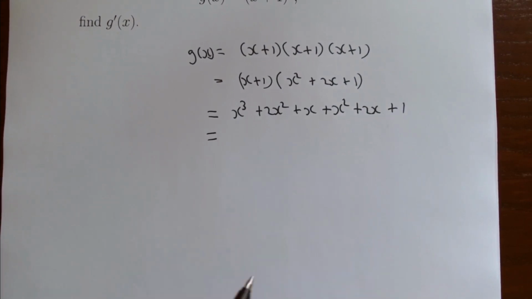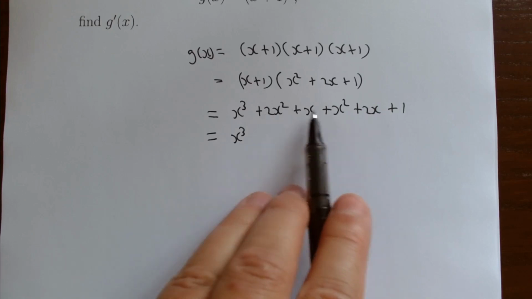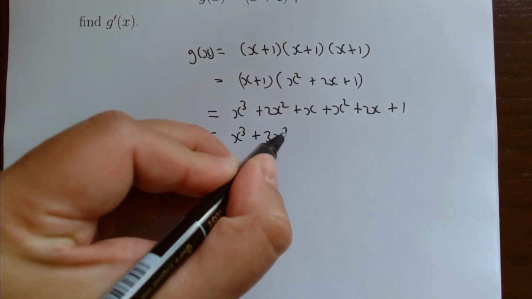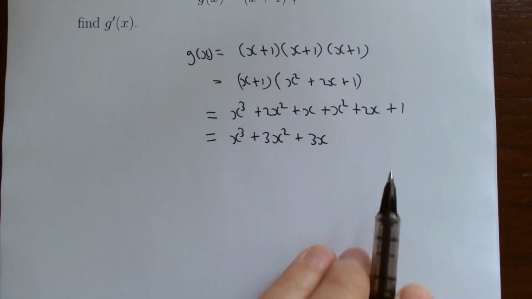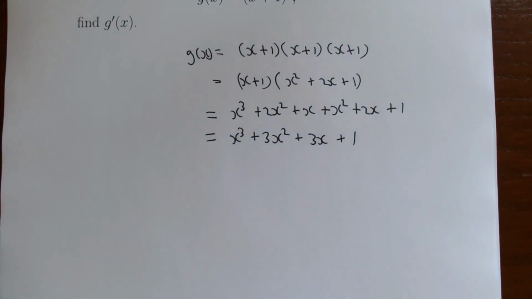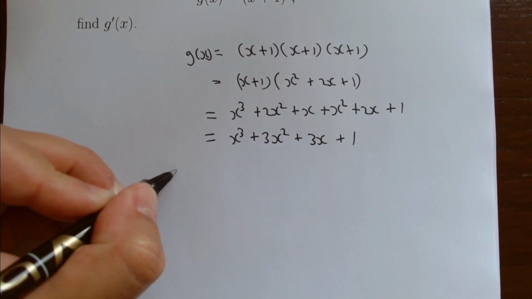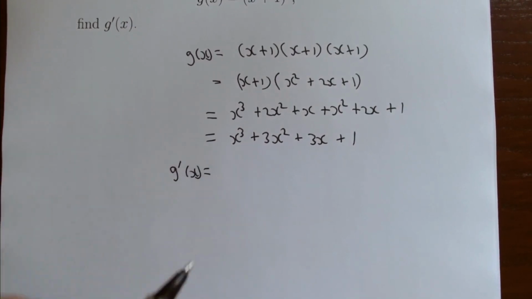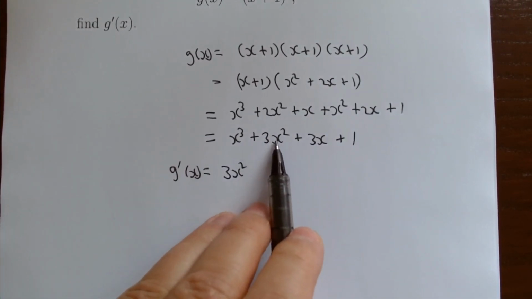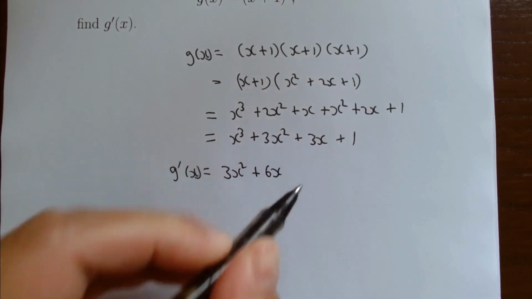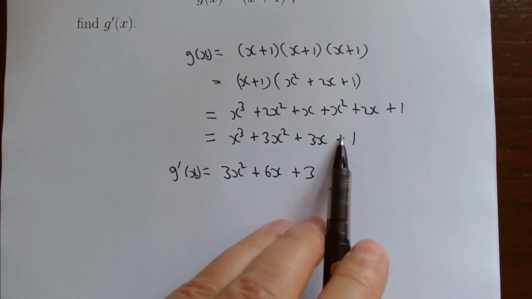And then we collect like terms. For x cubed, you have these two, that's 3x squared. And these two becomes 3x. And the plus 1 on its own. Okay, now that we've expanded it, we can now differentiate it term by term. g dash of x becomes 3x squared. That becomes 6x. That linear term becomes a 3. And that plus 1 becomes a 0.